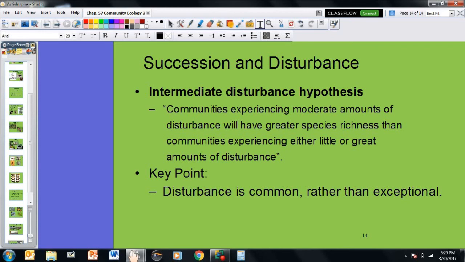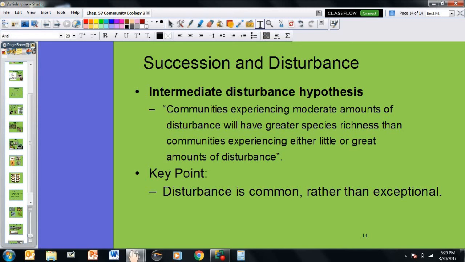If you have a habitat that's been disturbed over and over and over again, it never actually has an opportunity to recover, with again a very limited number of plants and a limited number of animals. But if you can get somewhere in the middle, where you have a moderate amount of disturbance, you have the plants that like the new areas still in there, and the plants that like a more stable environment still there, and you get a greater species richness.